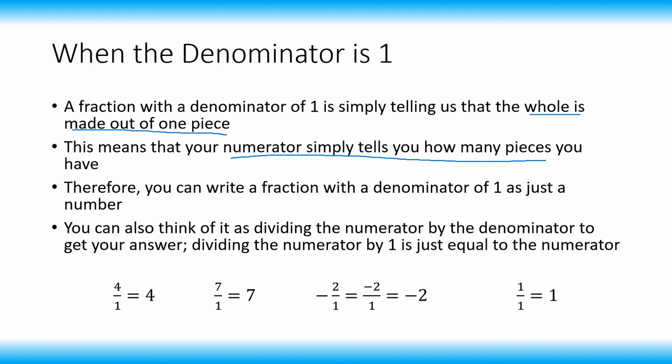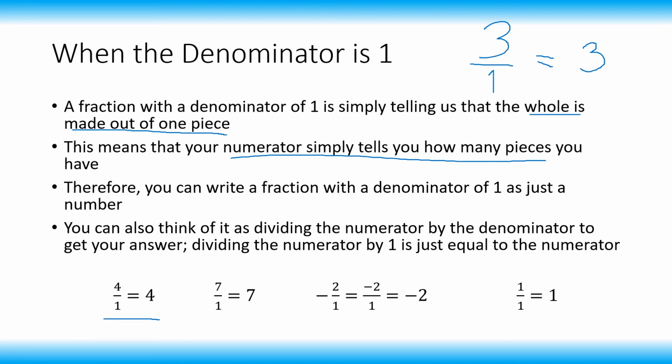So if you have a fraction with a denominator of 1, that's basically just a number. If you've got 3 over 1, that's telling you that one piece makes up one whole, and you've got 3 pieces, so you've got 3 wholes. So you can write that as simply the number 3. So that's what we've got in these few examples down here. 4 over 1 is equal to 4.